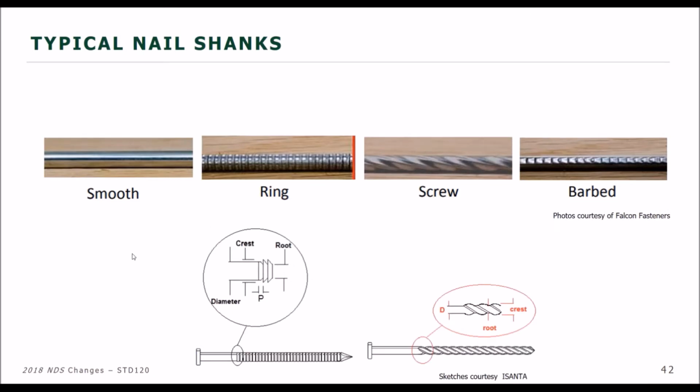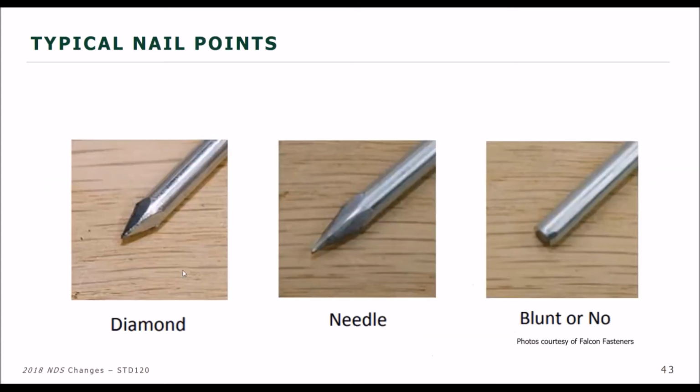The other thing that's important when we're talking about withdrawal is the makeup of the shank. Typical nails, box, common, and sinkers in the NDS are going to have a smooth shank. We've got ring shank nails as shown here in the second graphic and kind of blown up here at the bottom of the slide. We've got the helically threaded or screw threaded type nails, and then barbed type nails as well. And so that's important to know.